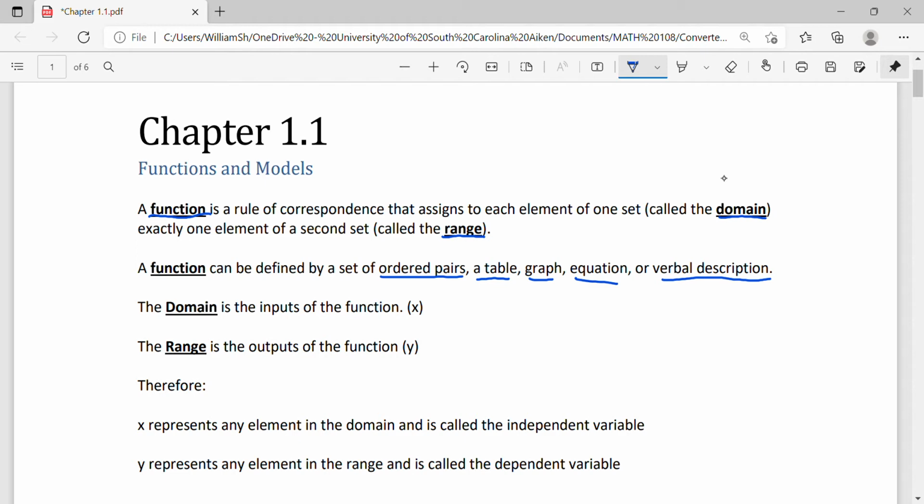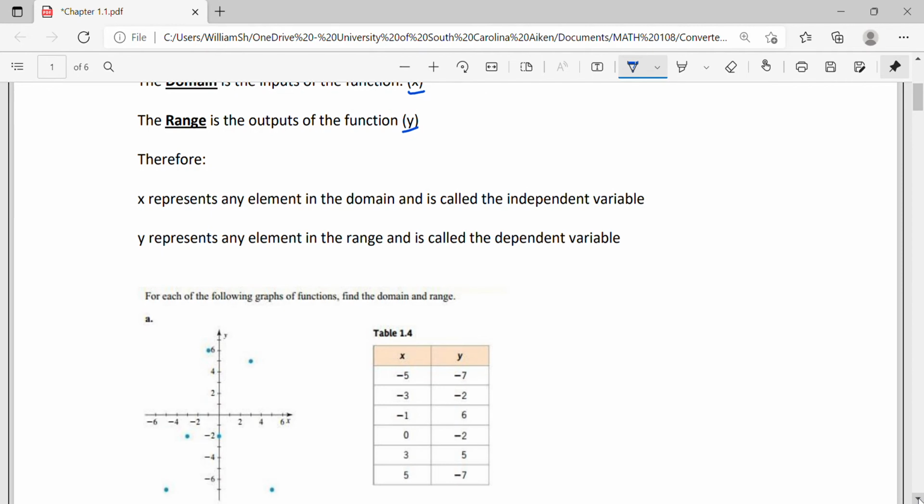So the domain is the inputs of the function, which will be your x, and the range is the outputs of the function, which will be your y, x and y, right? Therefore, any element x in the domain is called the independent variable, while y represents any element in the range, called the dependent variable. So x is your independent variable, y is your dependent variable, right? X is also your domain, y is your range.